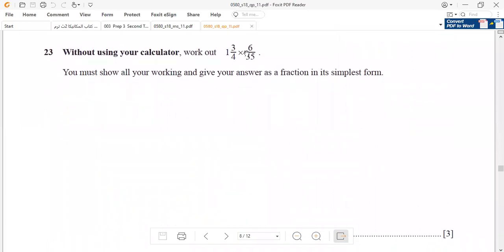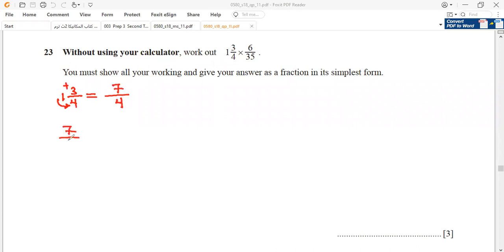Question 23, without using your calculator, work out 1 and 3 over 4 multiplied by 6 over 35. You must show all your working and give your answer as a fraction in its simplest form. First of all, this number here, 1 and 3 over 4, is a mixed number. We should write it as an improper fraction. 1 multiplied by 4 is 4, 4 plus 3 is 7. This will be 7 over 4.